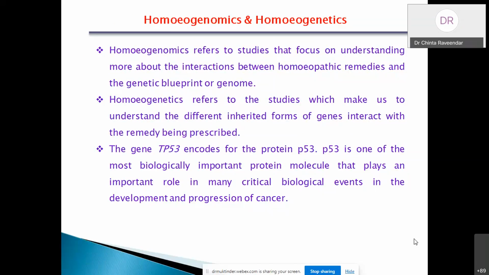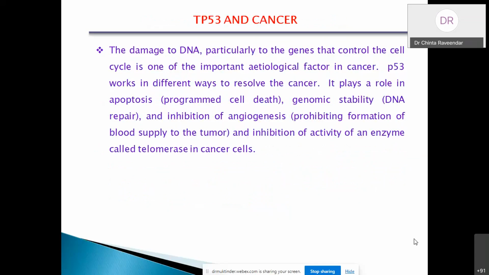Now, let us come specifically to this cancer gene, particularly the gene TP53, which encodes a protein known as P53. This P53 is one of the most biologically important proteins. The whole cancer research is revolving around the P53 gene only, a molecule that plays an important role in many critical biological events in the development and progression of cancer. Next. So, I will share a little bit more about this.